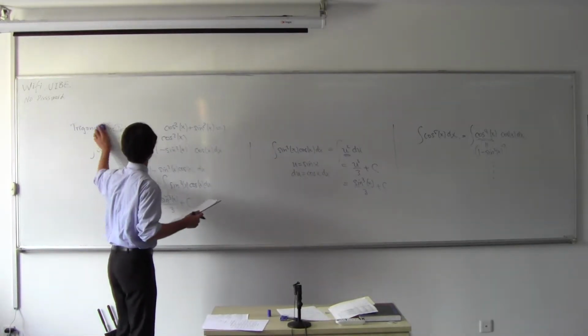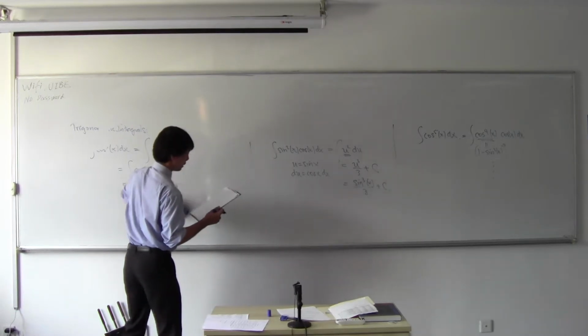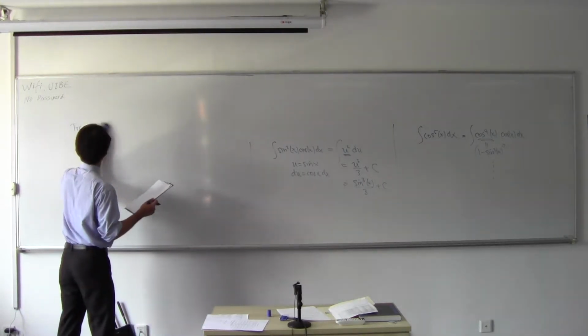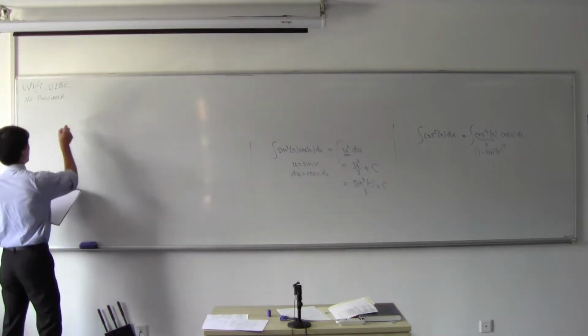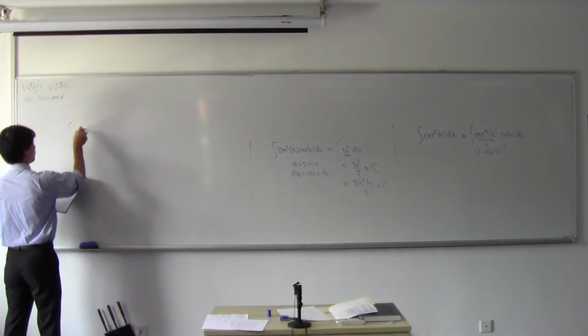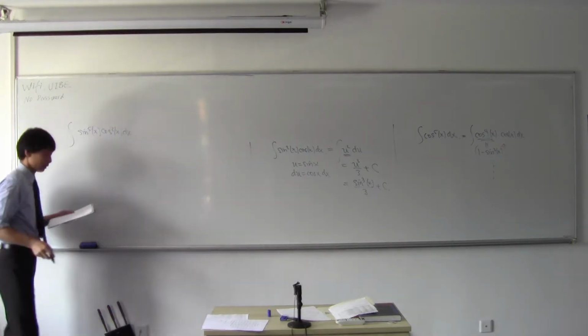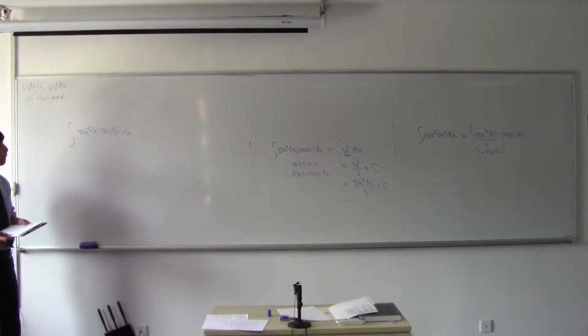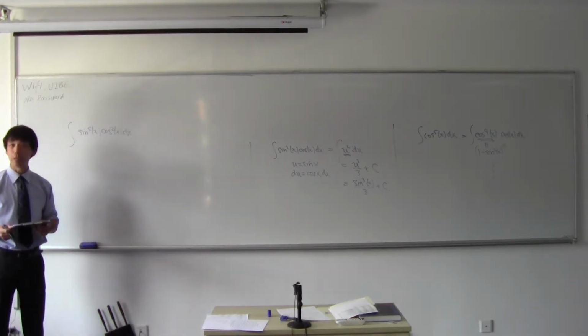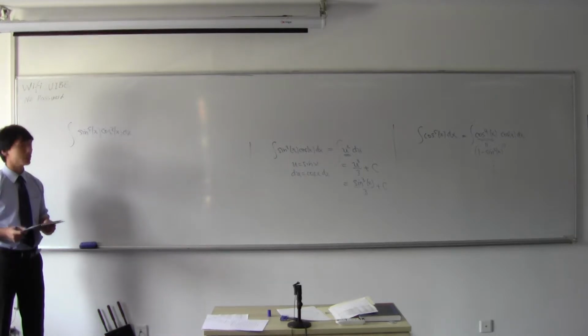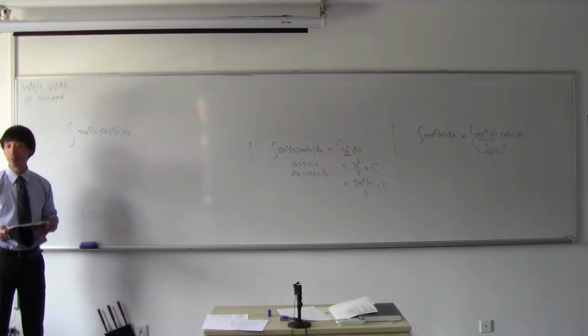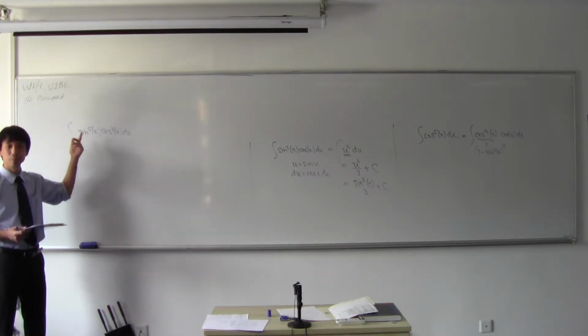Right, and here's a very similar one. Here's a similar one: the integral of sine to the 5th x cosine squared x dx. How would you break this one up using basically the same trick?